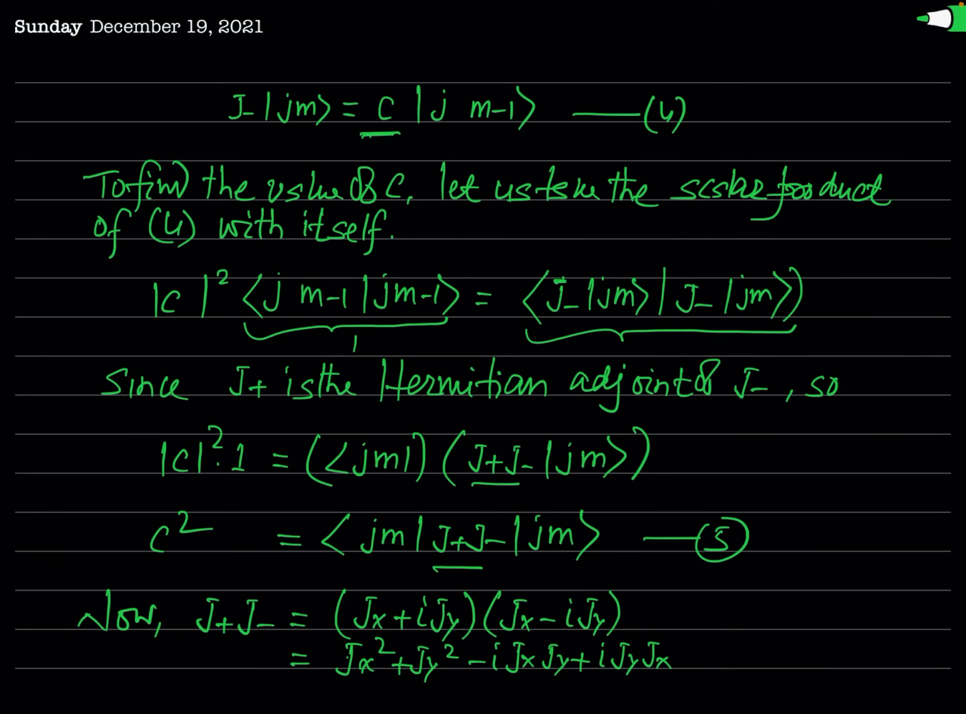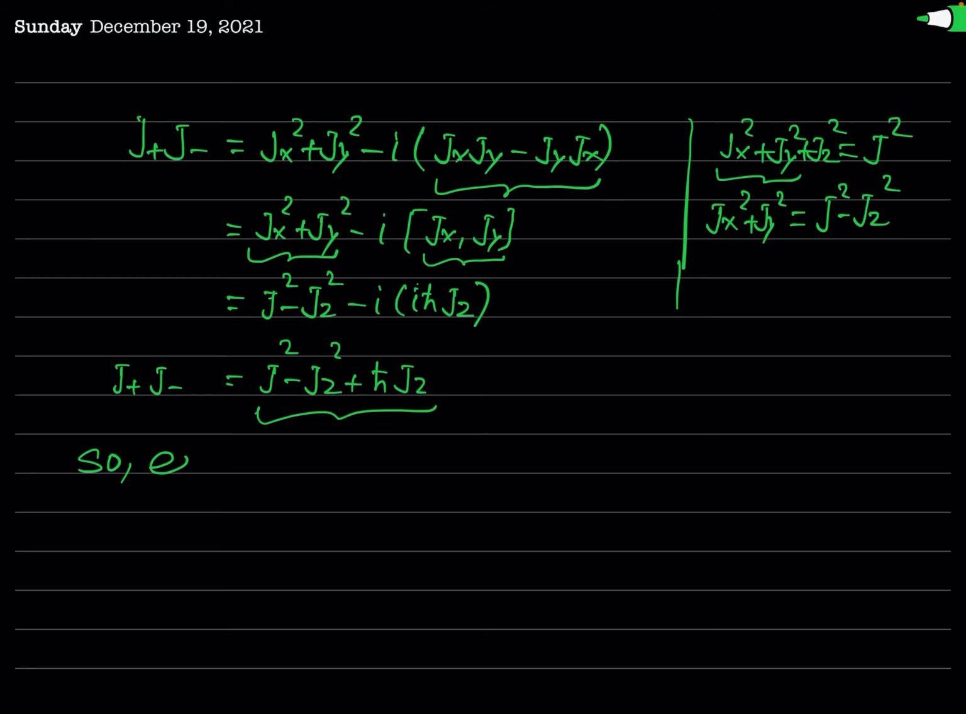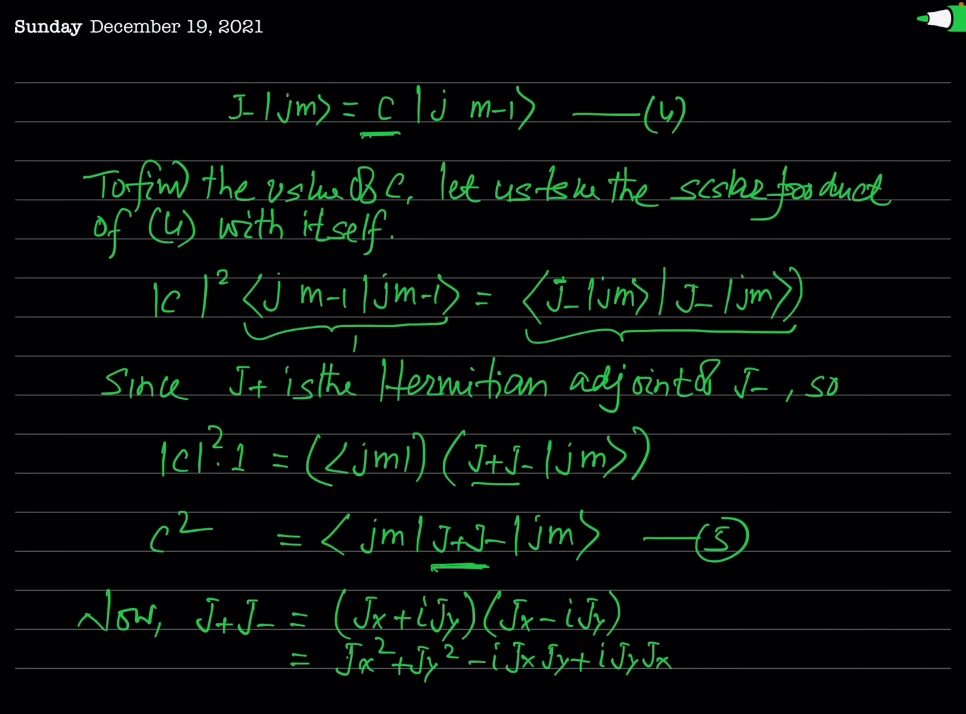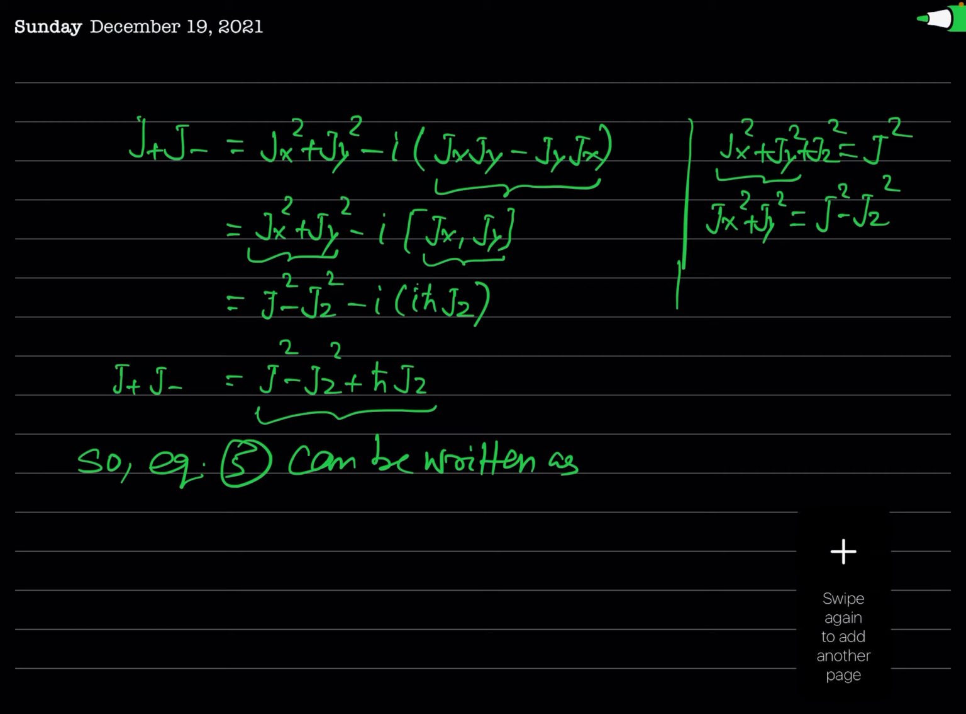Now see here, in this equation 5, at the place of this j plus j minus, now you can write this expression which you have obtained here. So equation, what is equation 5? So equation 5 can be written as, see this equation 5.